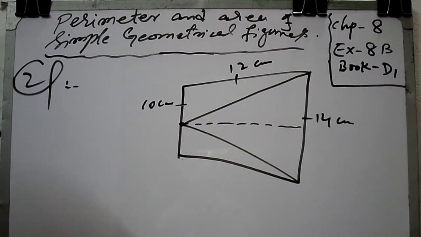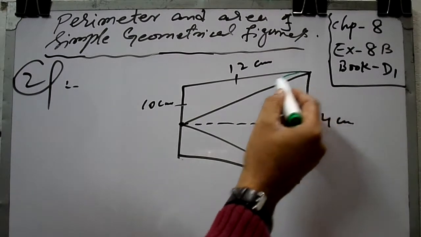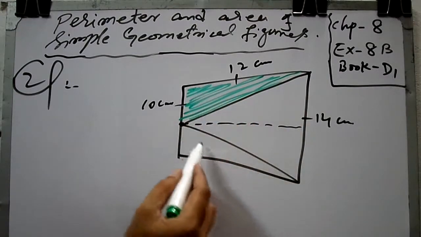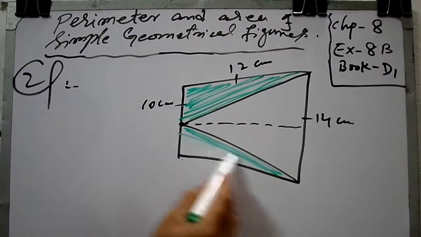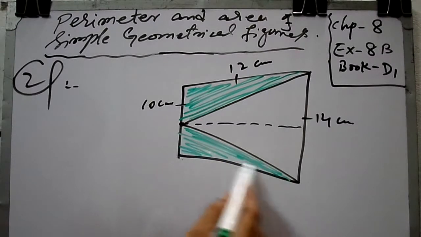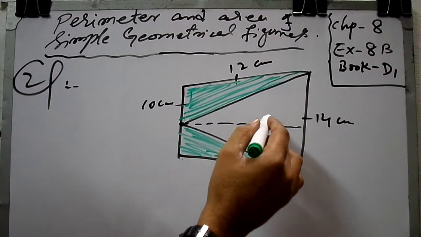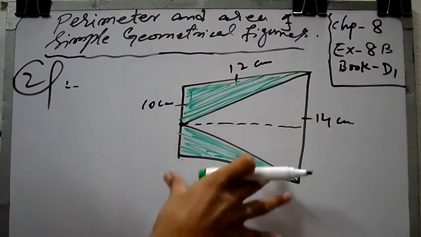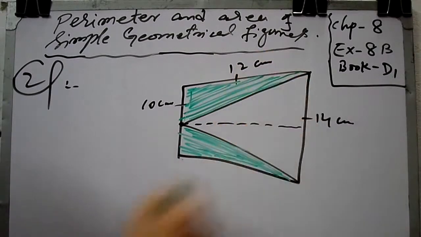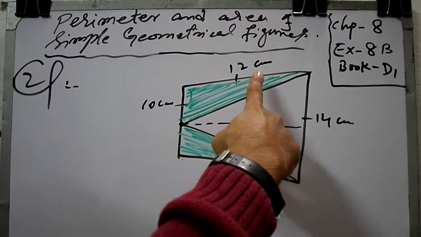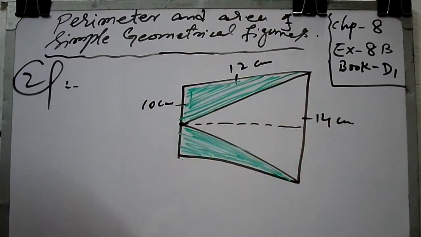So first of all you have to mark the shaded portion. For example, that is your shaded portion. We have to find the area of this shaded portion. First of all we have to find the area of the full figure, then the area of this triangle, then we subtract it, so we can find the area of the shaded portion. For example, this kind of figure is known as a trapezium, because two sides are parallel and two sides are not parallel.